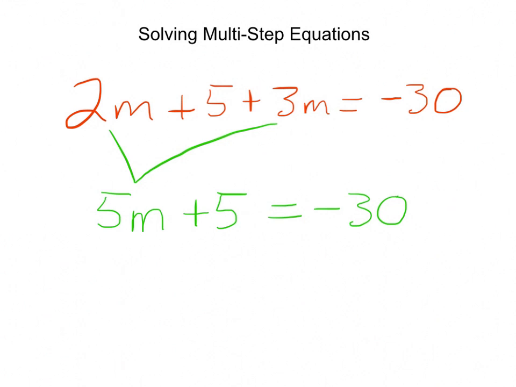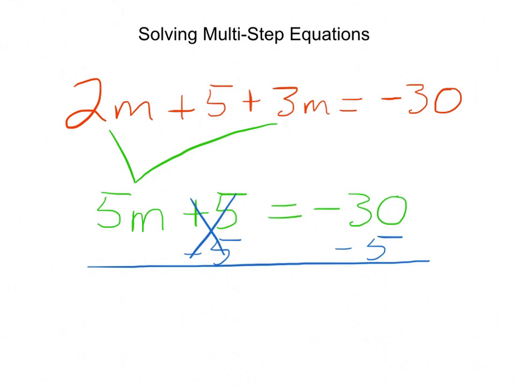The next step, of course, would be to use the additive inverse. So we're going to subtract 5 from each side, or rather add negative 5 to each side. And when we do that, on the left-hand side, the two values right here will cancel each other out. They create a zero pair. 5m does not change. We just bring that straight down into the next step of the problem. And then we have negative 30 and negative 5. And if we combine negative 30 and negative 5, we add those together, we end up with negative 35.